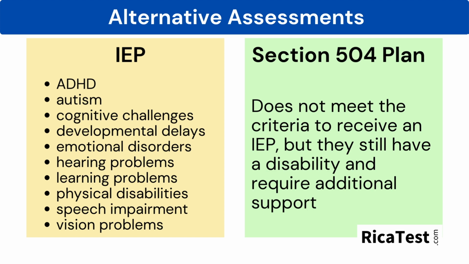If a child does not meet the criteria to receive an IEP, yet has an identified disability, the student may be granted a Section 504 plan so that the child can receive academic success and equal access to the learning environment and materials.